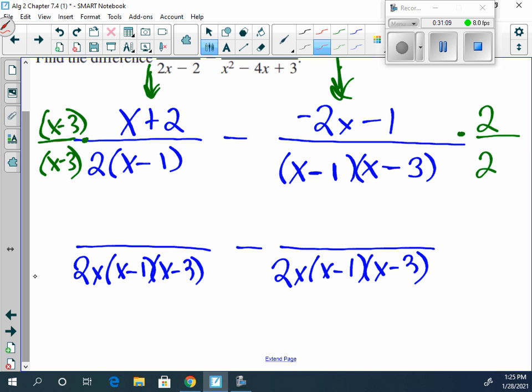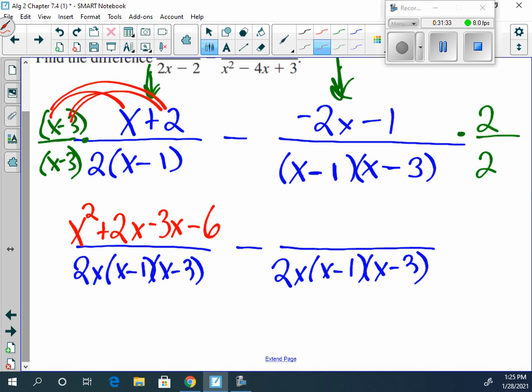Okay, now what we need to do is multiply the numerators out. So for the first one over here, we can distribute. X times x is x squared. X times positive 2 is going to be plus 2x. Negative 3 times x would be negative 3x. And negative 3 times positive 2 would be negative 6.